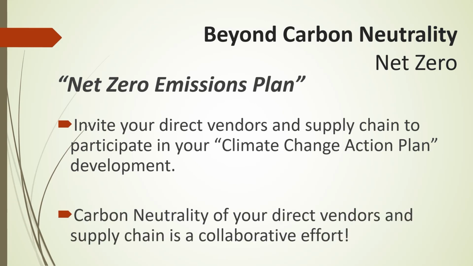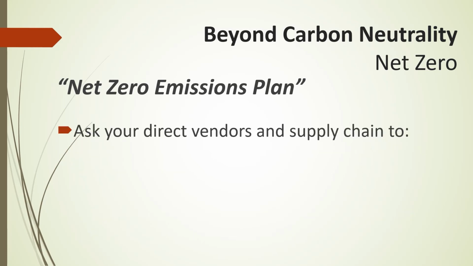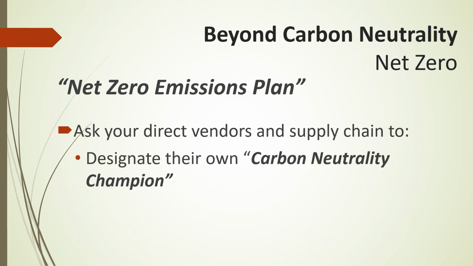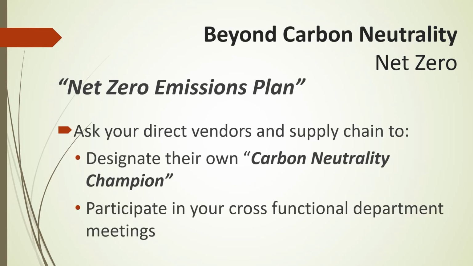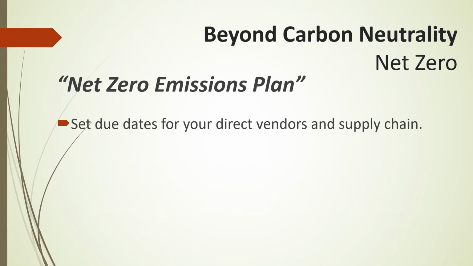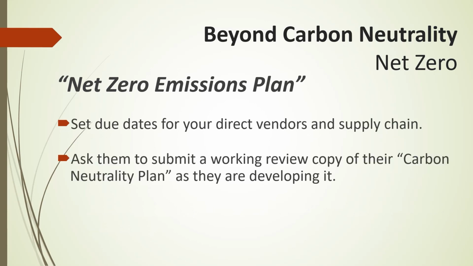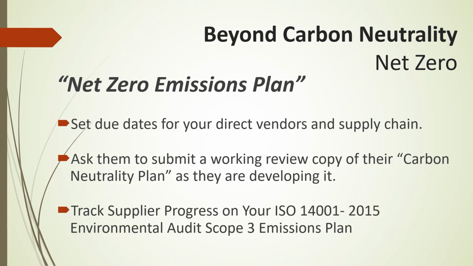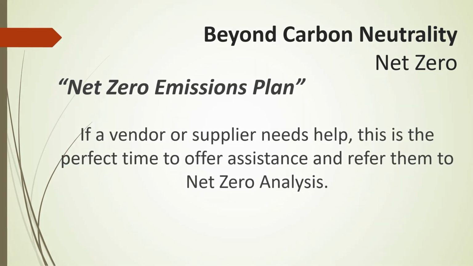because the carbon neutrality of your direct vendors and supply chain is a collaborative effort. Ask your direct vendors and supply chain to designate their own carbon neutrality champions and participate in your cross-functional department meetings. Set due dates for your direct vendors and supply chain. Ask them to submit a working review copy of their carbon neutrality plan as they're developing it, and track supplier progress on your ISO 14001 environmental audit Scope 3 emissions plan. If a vendor or supplier needs help, this is the perfect time to offer assistance and refer them to Net Zero Analysis.